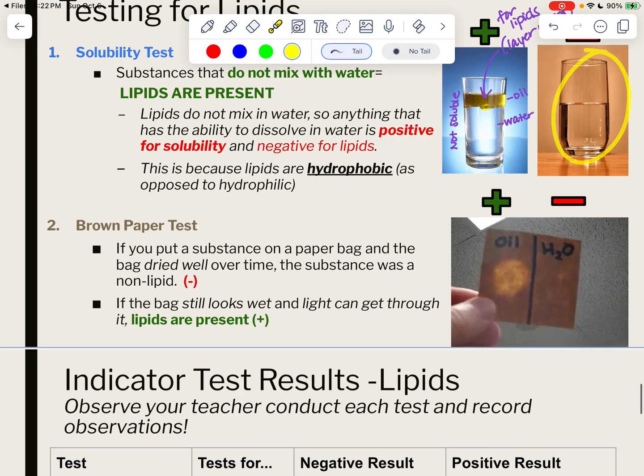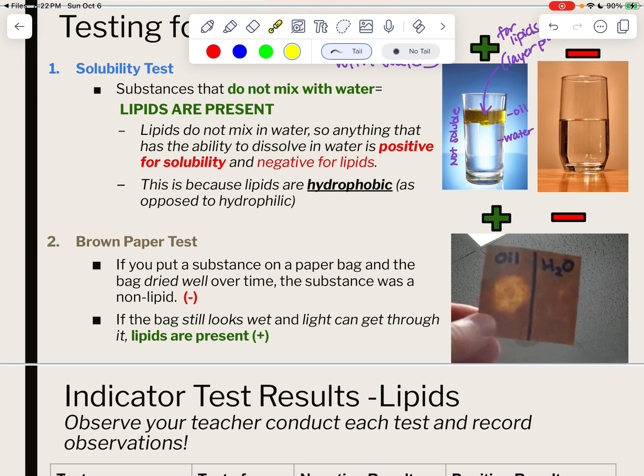All right. Next, brown paper bag test, or brown paper test. Our Fremd paper towels are perfect for this because they are terrible, but they're really good for the oil test, or lipid test, excuse me. So what you do is if you put the unknown substance on a brown paper bag or a brown paper towel, and the bag dries very well over time, the substance is considered a non-lipid.